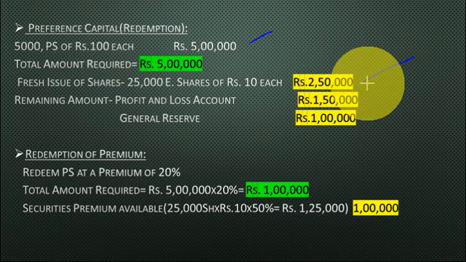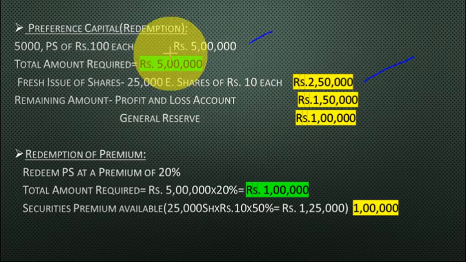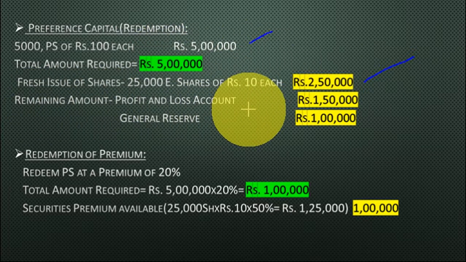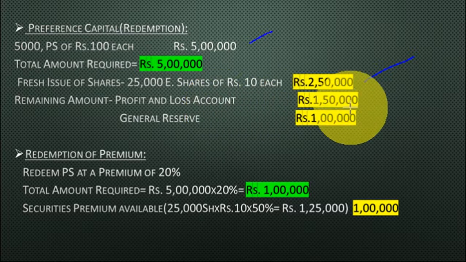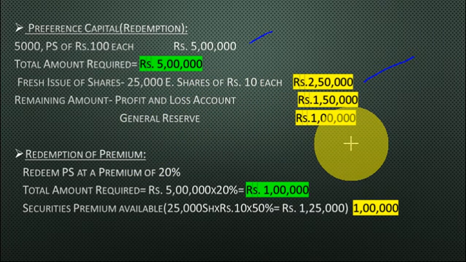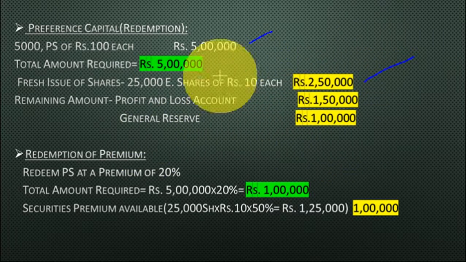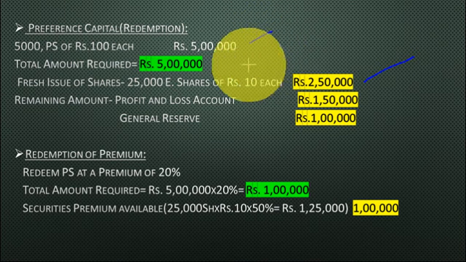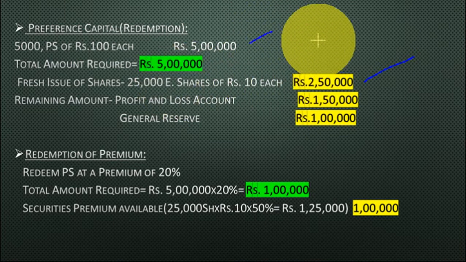Now there is shortage, right? So only 2,50,000 we have. Still 2,50,000 required. So we can take the remaining amount from the profit and loss account. So from the profit and loss account 1,50,000, from the general reserve 1 lakh. So total 5 lakh. So we require 5 lakh and we arranged rupees 5 lakh. Is it clear? Very simple. Here one thing you should remember, we should not take fresh issue of debentures for the redemption.